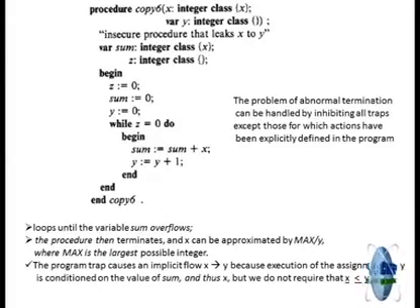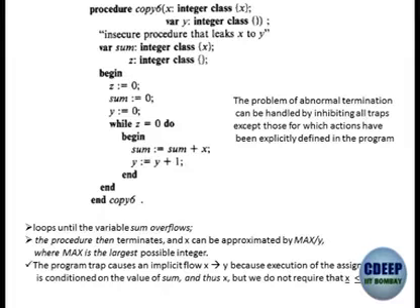Now here in the copy 6 program, what is one doing? We are doing z equal to x, which means I am going on adding: sum equal to sum plus x, y equal to y plus 1, as long as z is not equal to 0. So you have y going on increasing and sum plus x accumulating. So what does that mean? It loops until the variable sum overflows.